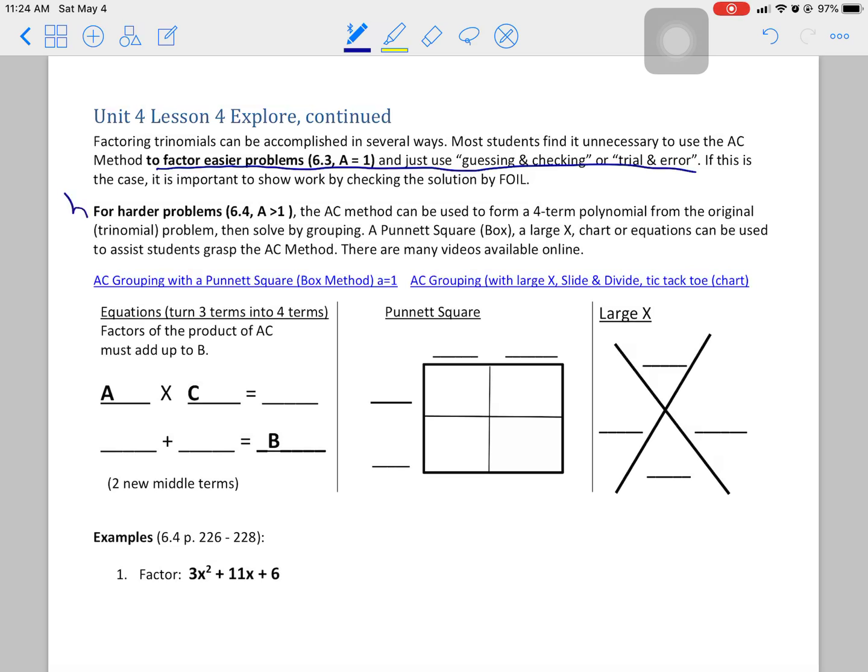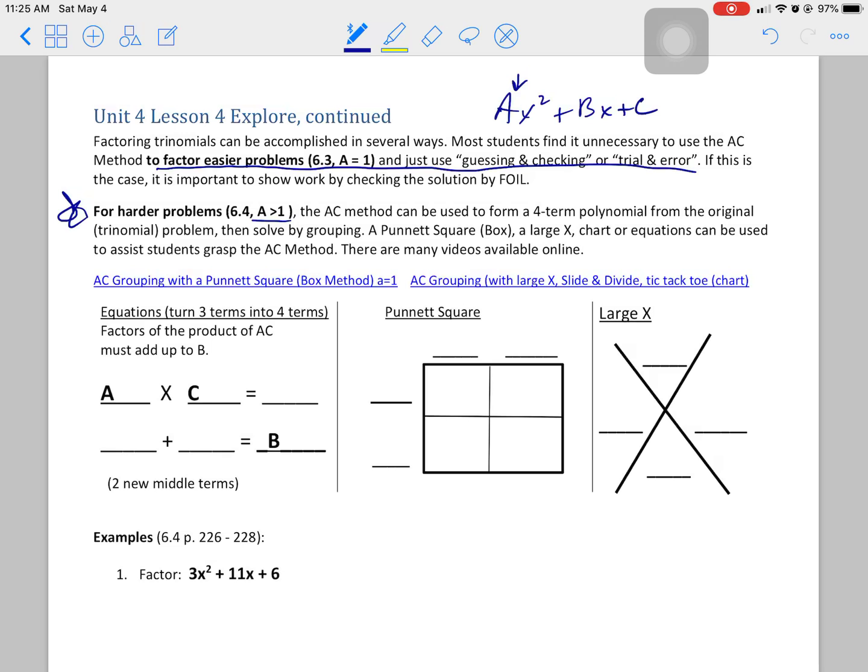But in 6.4, they're much harder because of the number in front of the a term. Do you remember what the a term is? Ax squared plus bx plus c. This term here, if that's greater than 1, so you see a 2 or a 3 there or something else, you need to check for GCF, but if it doesn't come out, you need to factor it with it there, okay?